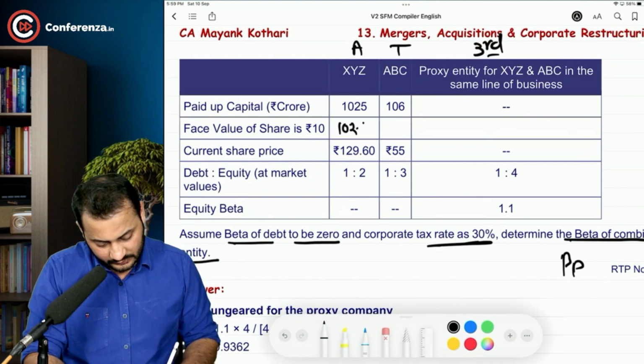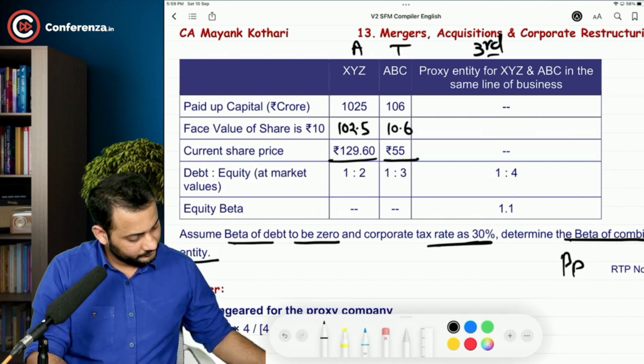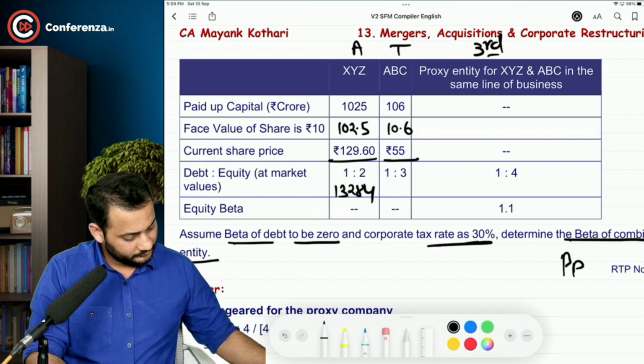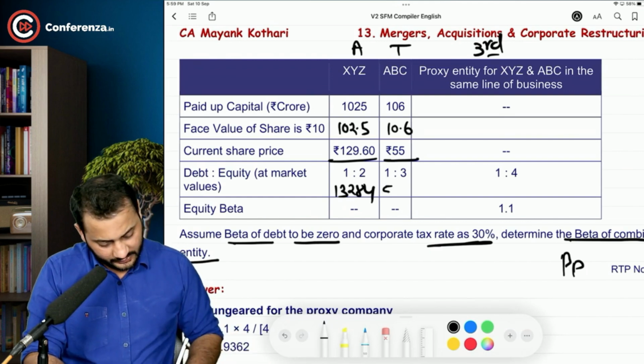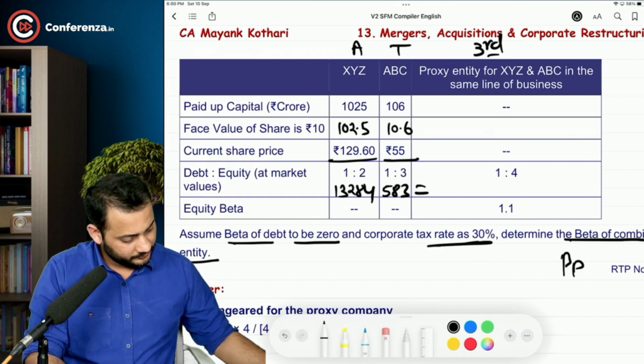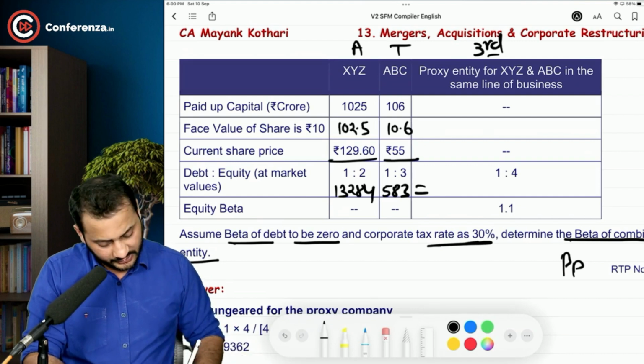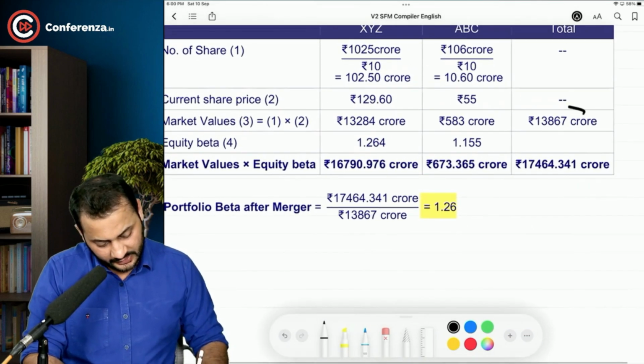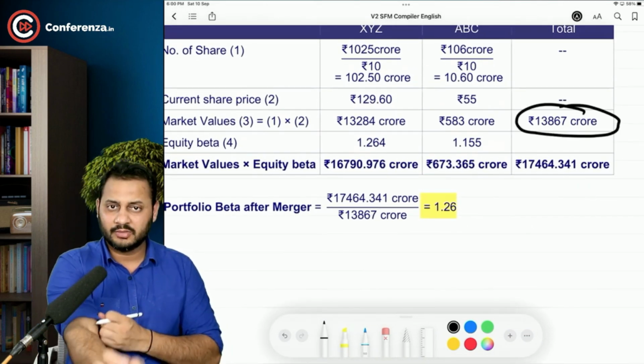102.5 and 10.6. Okay, and once we multiply it, the market value is 13,284.583, and the total market value is, let me just check the market value, 13,867. 13,867 is the total market value, right?